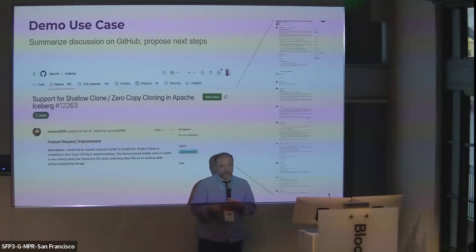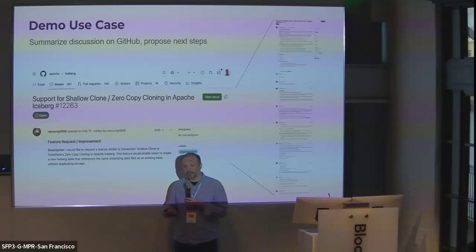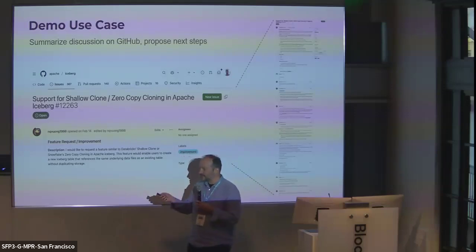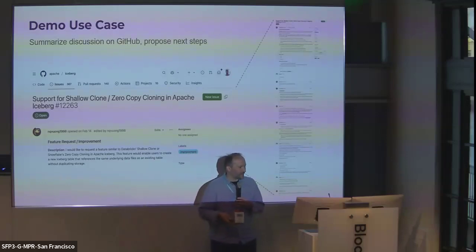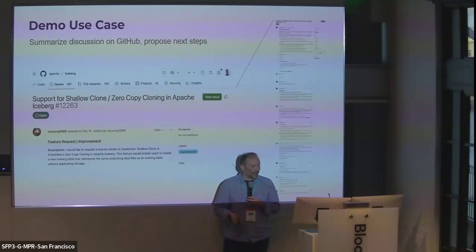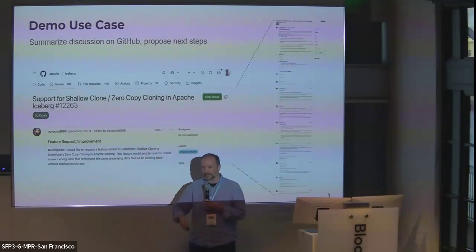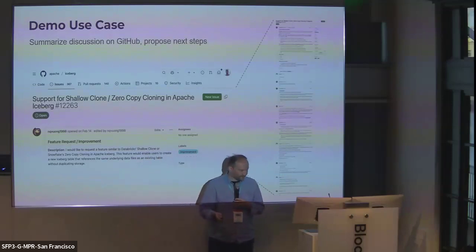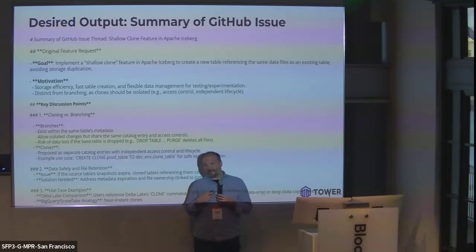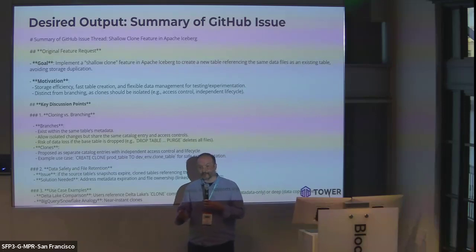In this demo, I wanted to take a use case of a GitHub issue. It's actually an Apache Iceberg issue. Someone submitted a request to add a shallow clone to Iceberg. There was a whole discussion about this topic, like 15 different comments from the original creator of the issue, from the repo maintainer, and from community members. Pretty great discussion. But it was long. So what I personally would want as a developer of this feature is a summary of the feature.